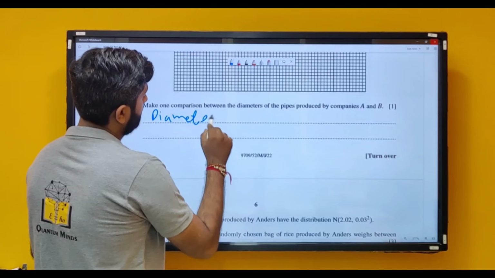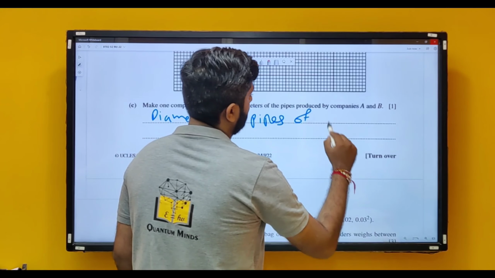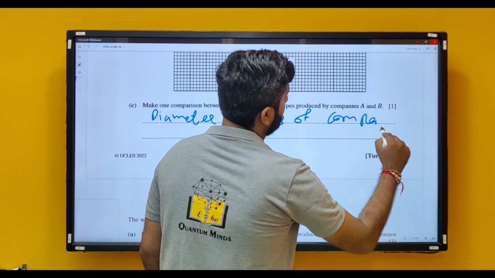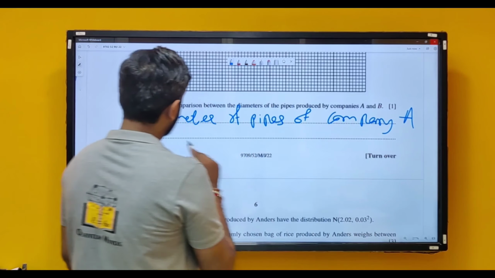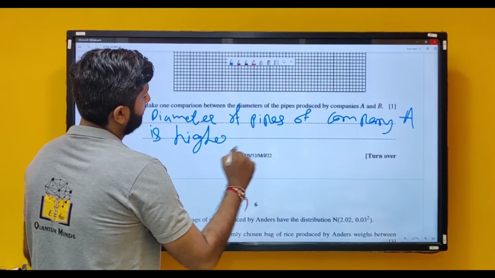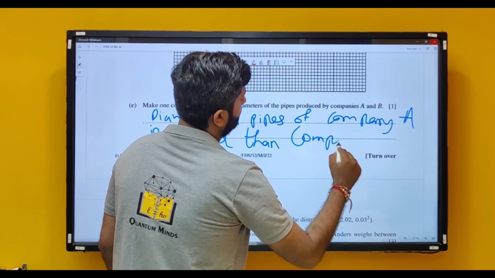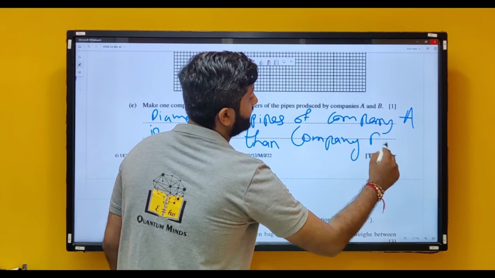Diameter of pipes of company A is higher than company B.